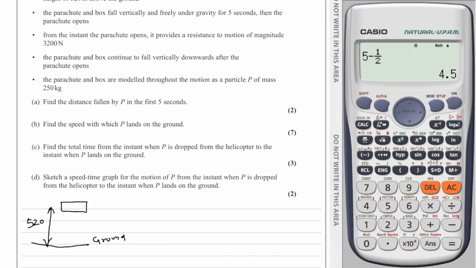Okay. Next, the parachute and the box fall vertically and freely under gravity for 5 seconds. Then the parachute opens. So it starts moving down and reaches a particular position. During this, the time is equal to 5 seconds. After that, the parachute opens. Okay. So the parachute opens here.